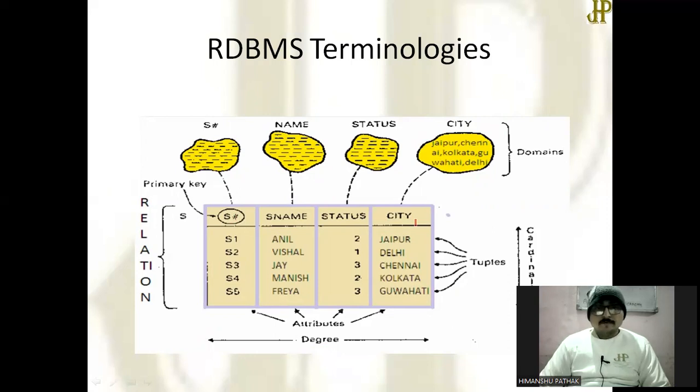The collection of these rows and columns is known as a relation. Columns are known as attributes. Rows are known as tuples. And the values that can be inserted in a particular column are known as domains. For example, if there is a column known as marks, marks can be given from 0 to 100. We cannot give a negative value, or a value more than 100. So this is known as domain.